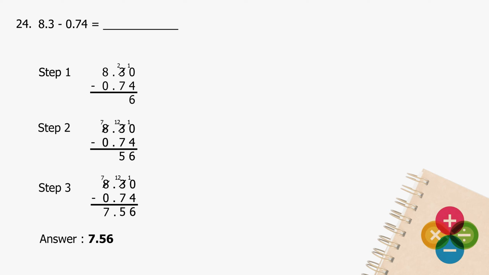Question 24. 8.3 minus 0.74 equals to. Zero cannot minus 4 in the 100th place. It will borrow a 10 from the 10th place, and the remainder is 6. The 10th place will be minus 1 and become 2. The 2 in the 10th place needs to borrow a 10 from the 1 place. 12 minus 7, remainder 5. The 1 place will be minus 1 and become 7. The answer will be 7.56.